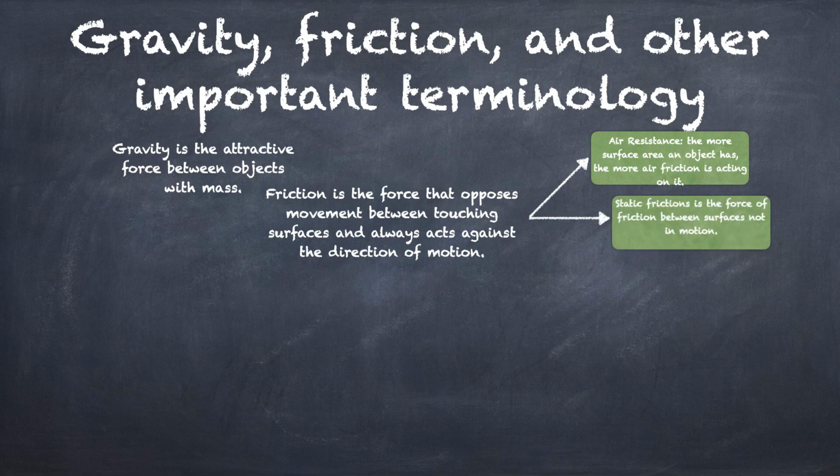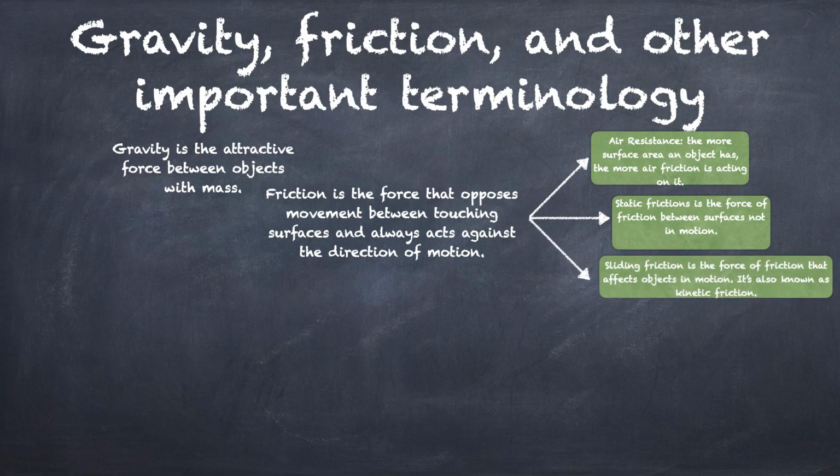Static friction is the force of friction between surfaces not in motion. Static friction can be described as friction between 2 rough, stationary objects, such as a tire and the pavement. Although they are both stationary, there is still friction between them because they are so rough.